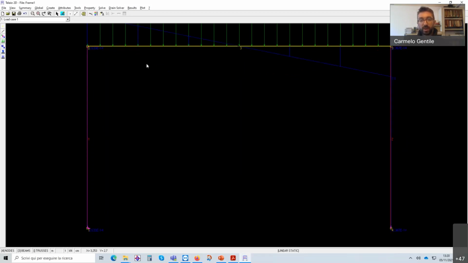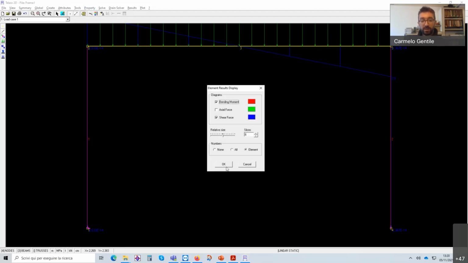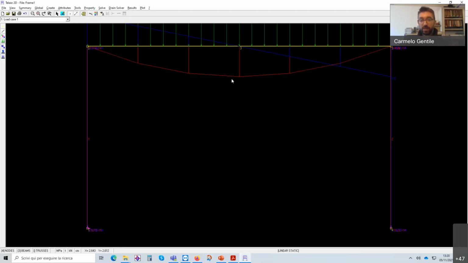Shear force, here we have the plot. Please remember, we have a linear shear force because we have a distributed load. If we have a linear shear force, in this case, it crosses 0. When the shear force crosses 0, we have the maximum or the minimum bending moment. And in fact, the maximum bending moment is here, right in correspondence of the 0 shear force.